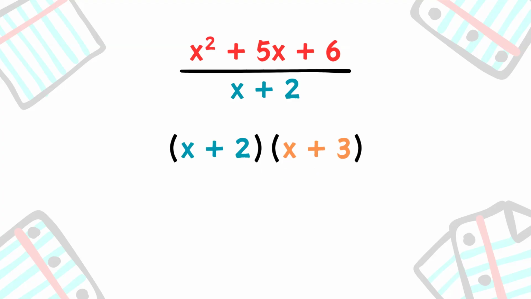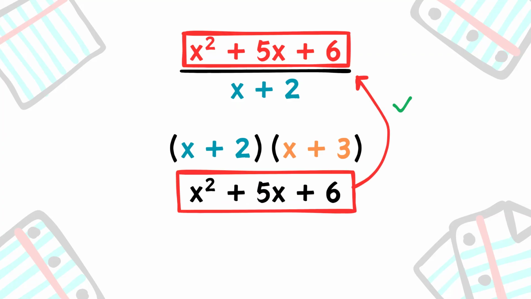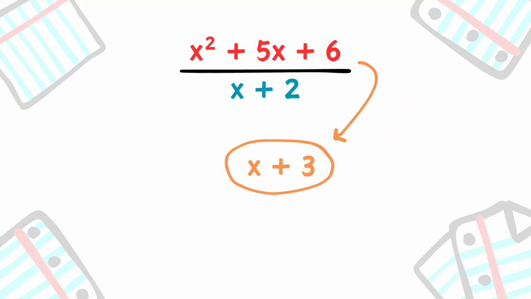And we can check our work by multiplying this by x plus 2. Expanding that, we get x squared plus 3x plus 2x plus 6. Combine the 3x and 2x, and we get our dividend. We found our quotient, x plus 3. Okay, let's try another one.